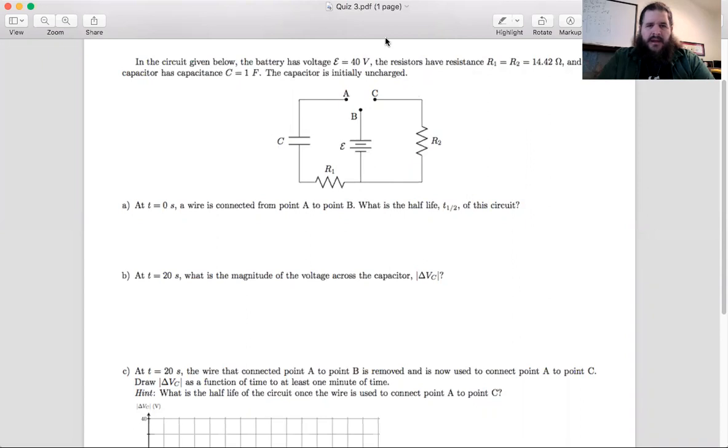uncharged. And we've got this arrangement of unconnected points here that's basically going to act like a switch. We are free to choose how we connect those together. And it says at time 0, a wire is connected from point A to point B. So we're going to connect these here. And that forms a complete loop. So current's going to start flowing.